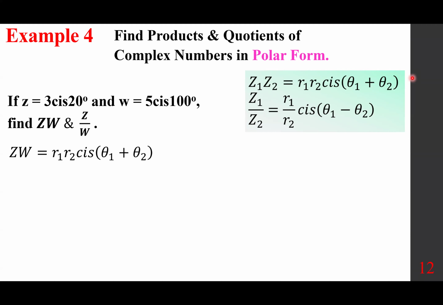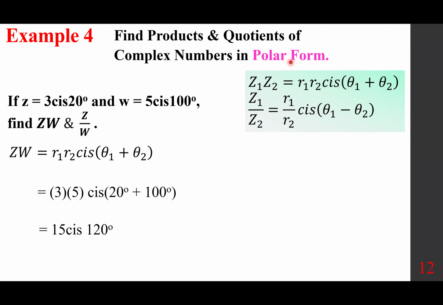So R1 is 3, R2 is 5, and then cis 20 plus 100. See how easy it becomes? So that makes it 15. That makes it cis 120 degrees. We found it in polar form and we are done.